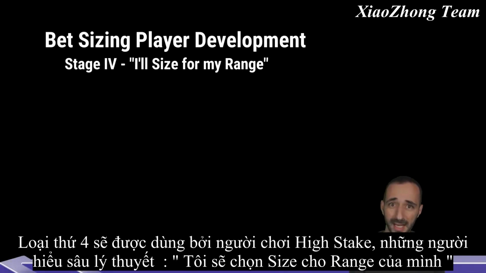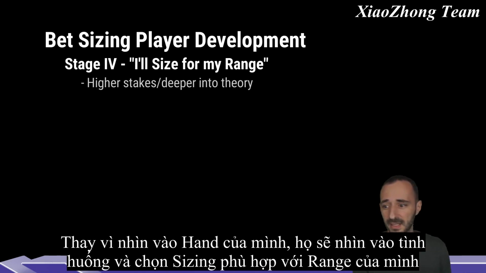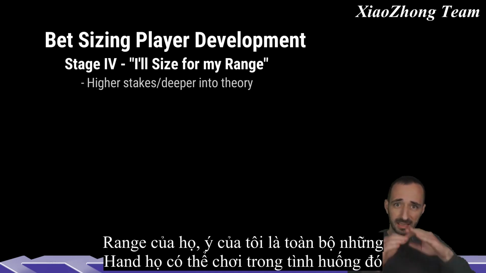So fourth type, and this is higher stakes guys or guys who are deeper into theory, they do what I call I'll size for my range. So rather than look at their hand, they look at the situation and they think, okay, which sizing would benefit my range here? By range, what I mean is the entire group of hands they get to in a situation.